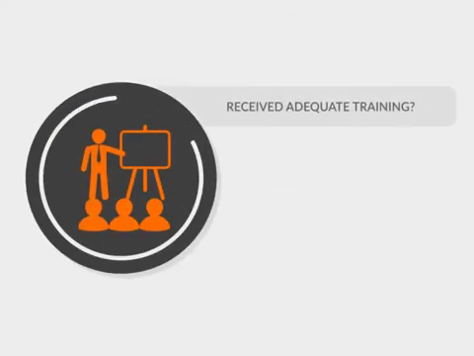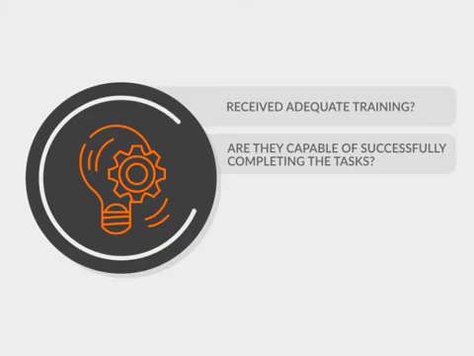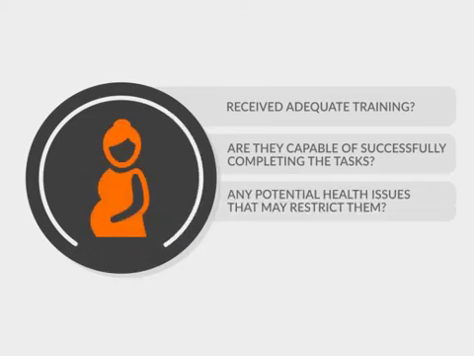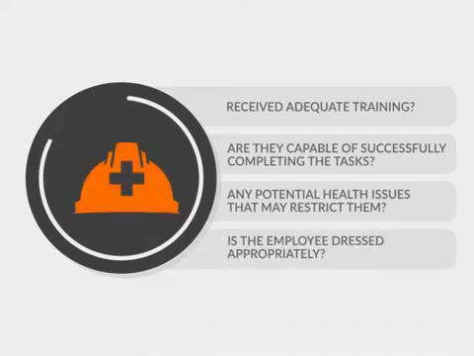Have they received adequate training, and are they physically capable of successfully completing the task? Are there any potential health issues that may restrict them from carrying out the task, for example, pregnancy or disability? Is the employee dressed appropriately for the type of manual handling they will be carrying out?